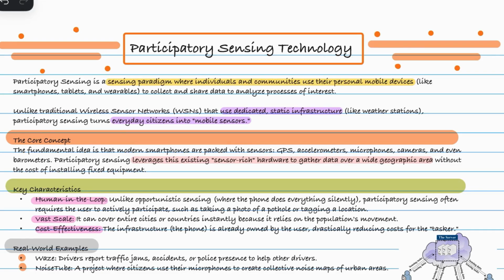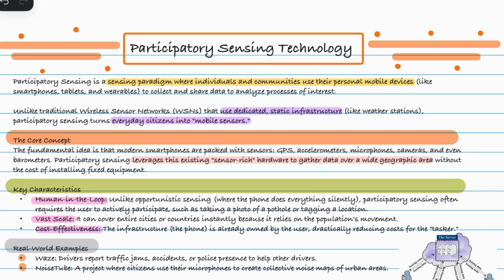Let's look at a fascinating shift in how we collect IoT data. Traditional wireless sensor networks rely on deploying dedicated, expensive static hardware sensors at stations, right? But participatory sensing completely flips the model on its head. Instead of installing thousands of new physical sensors, it leverages the existing hardware of billions of people already carrying it around in their pockets. That is the smartphones, tablets and wearable devices.